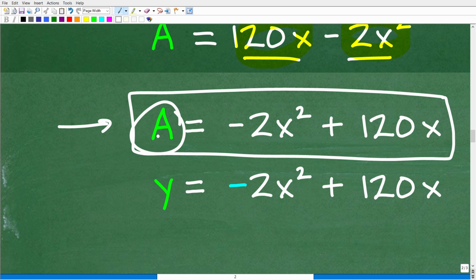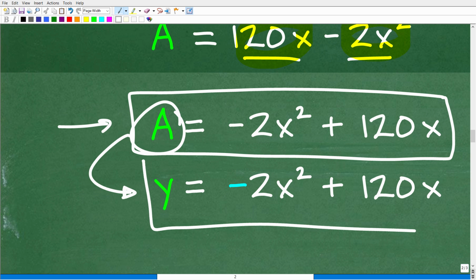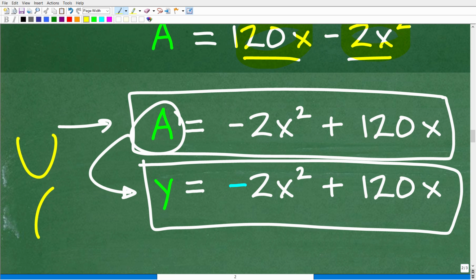But what I'm going to do is use a different variable for A. I'm going to use y, okay? So we have y is equal to minus 2x squared plus 120x, because what we have right here is a quadratic equation, okay? And we can graph this quadratic equation, and the graph of a quadratic equation, hopefully you know, is a parabola, okay? It's some sort of parabola.